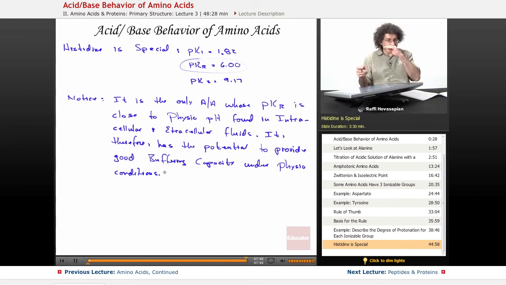So that's it. Histidine is special because its R group has a pKa of 6.0, which is not that far from the 7.0 or 7.2. So as it turns out, it has the potential to actually be a pretty good buffer in that particular range. So keep an eye out for histidine when we start talking about enzyme reactions and when we start talking about metabolism. Okay, so that takes care of acid-base behavior for amino acids.